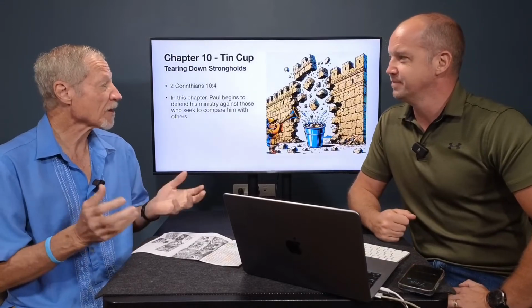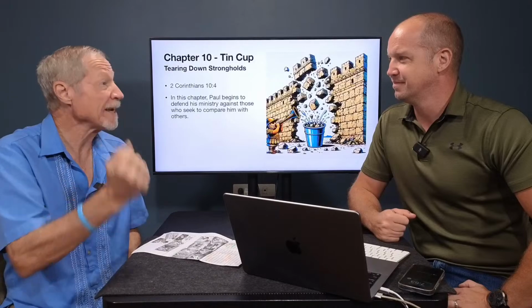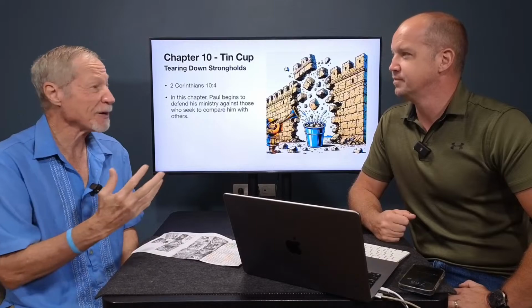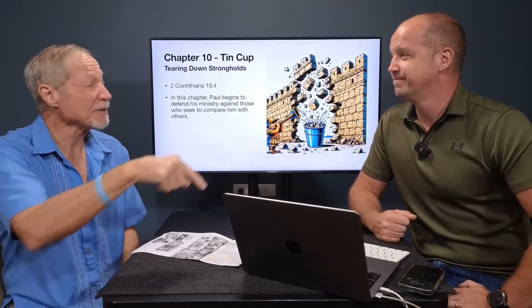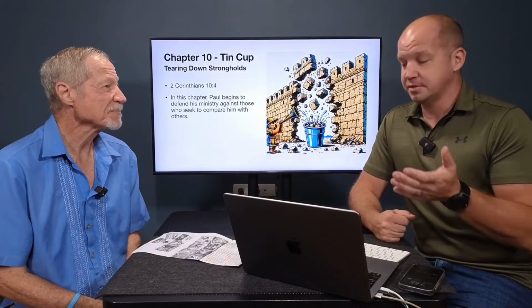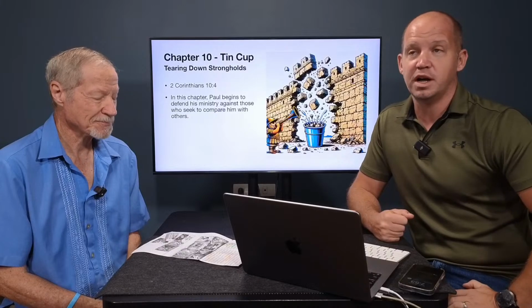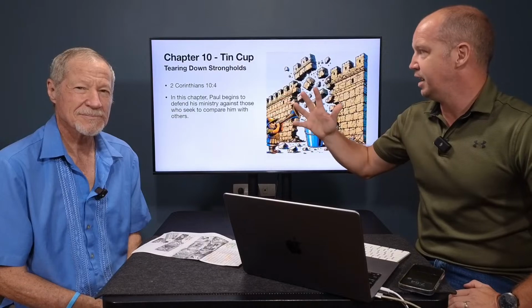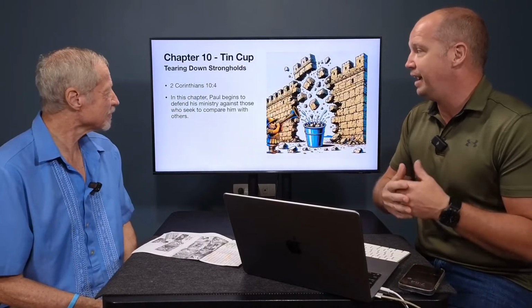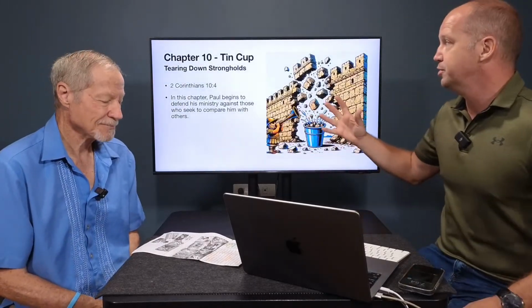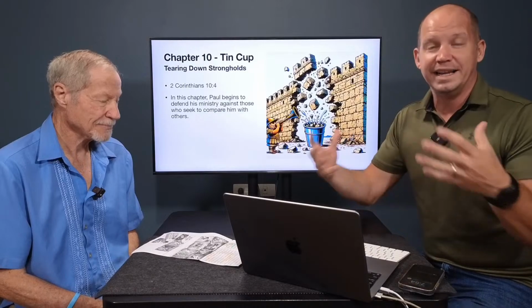Well, our weapons are not carnal, but they are powerful for the pulling down of strongholds. So there's a lot of spiritual warfare in chapter 10. And I think that fits very well with what was happening going around the walls of Jericho. Yeah, exactly. And it is in this chapter, starting here and moving into chapter 11 as well, where Paul begins to defend his apostleship. And you'll see this against those who seek to compare him with others or his ministry with other ministries. And so he is having to explain why his message is worth listening to.